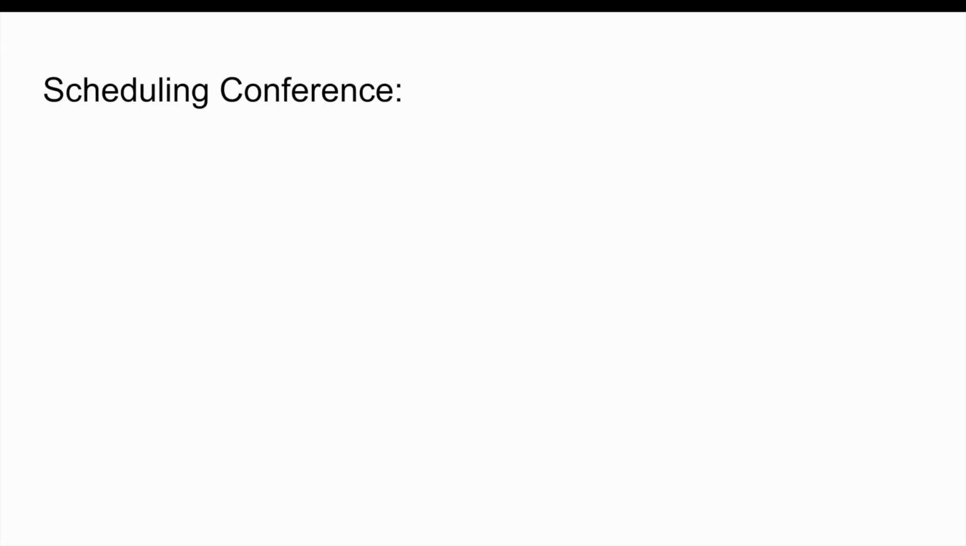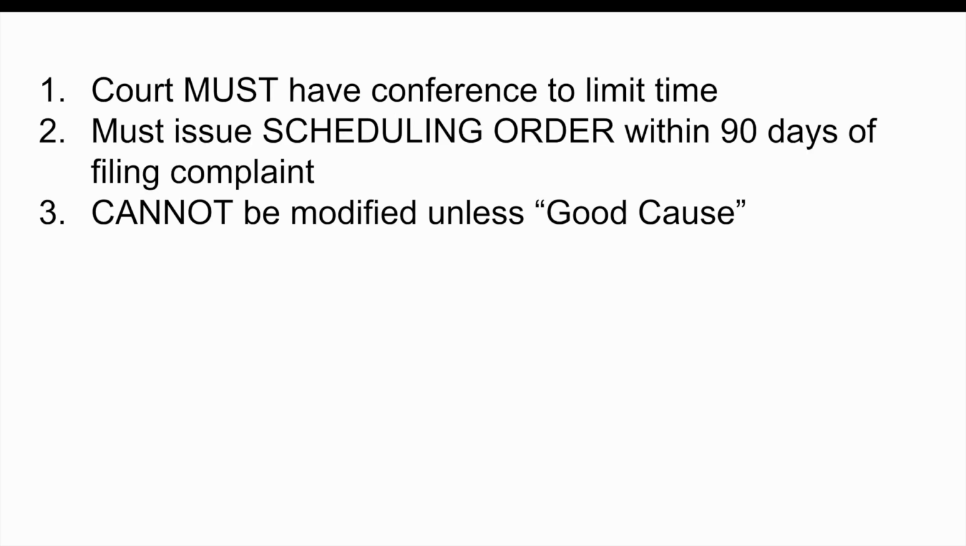Scheduling conference. La calendarizada. Number 1, the court must have conference to limit the time. Number 2, must issue scheduling order within 90 days of filing the complaint. Number 3, cannot be modified unless good cause. Número 1, la corte debe tener una conferencia para limitar el tiempo. Debe dar una orden de que se calendarice dentro del plazo de 90 días de que la demanda fue hecha y no puede ser modificada a menos que haya una causa buena.